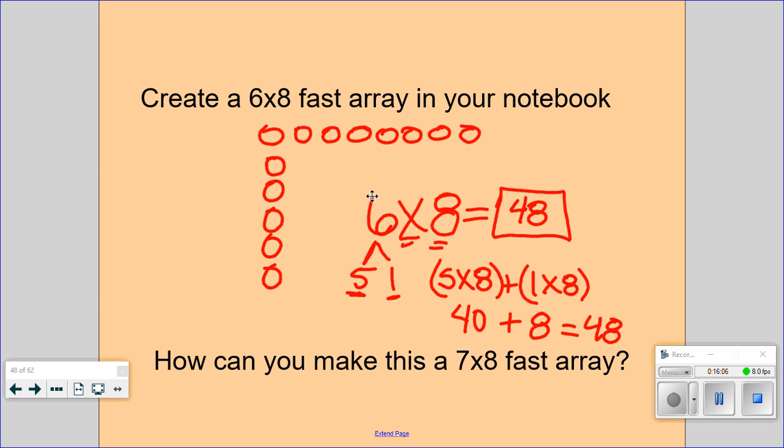Ready? Make a fist. 48. 49. 50. Count with me. 51, 52, 53, 54, 55, 56. So 7 times 8 then is 56. Awesome. We'll just write that fun fact out to the side. 7 times 8 is 56. We figured that out because we knew 6 times 8. We just need to add one more group of 8, and we're able to count that on.